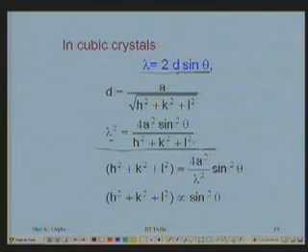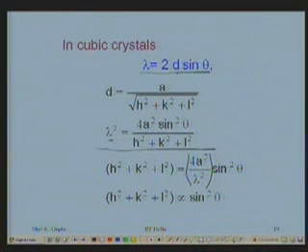Now from here, I take the denominator h square plus k square plus l square onto the left hand side and take the lambda square on the right hand side, and then I separate out the a and lambda like this. So h square plus k square plus l square is equal to 4a square by lambda square times sin square theta. Now, even if it is an unknown crystal, the lattice parameter is a constant, right? Lambda, the characteristic radiation I am using, is also a constant. Why I have separated this out is that it is a constant. So now I see that h square plus k square plus l square is proportional to sin square theta.